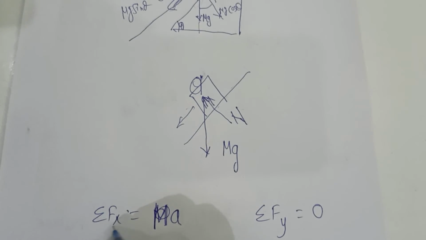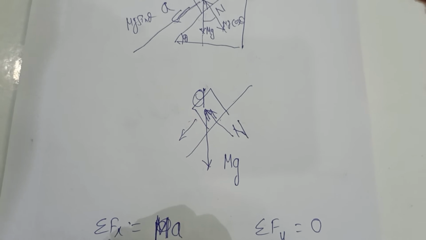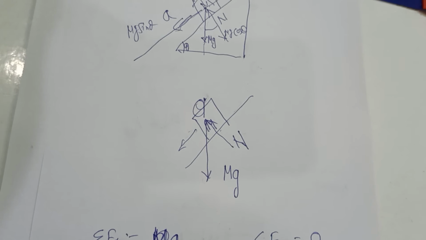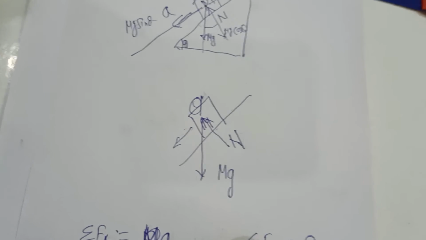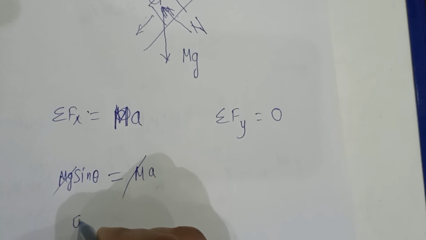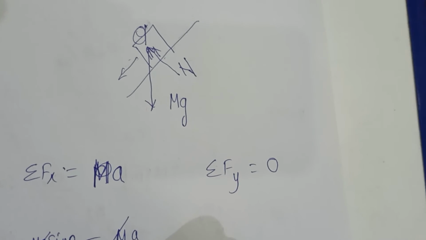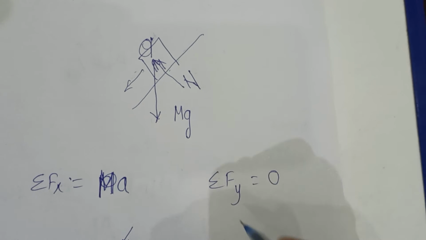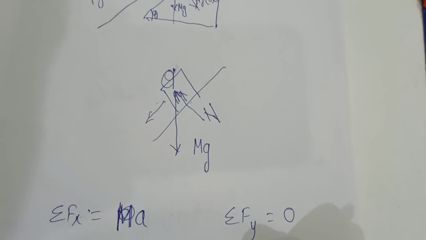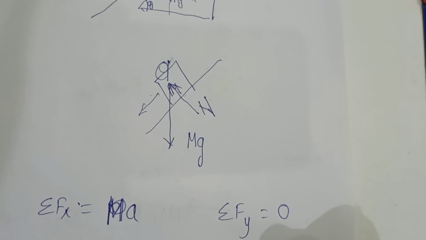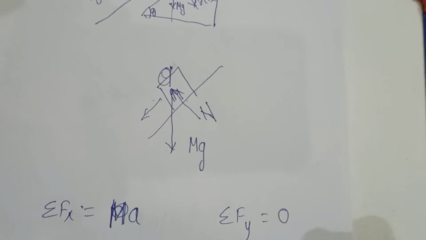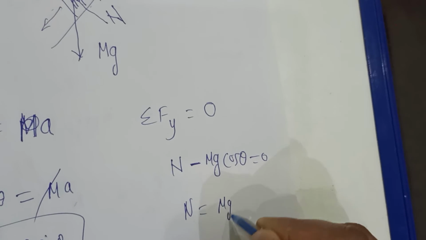What are the forces acting along the x-axis? This is mg sin theta, that is the only force acting, so this is ma. The m got cancelled, and we get a equals g sin theta. So we found the value of a. Here Fy is equal to 0, so N is in the upward direction and mg cos theta is in the downward direction, they are balancing each other. So N equals mg cos theta.